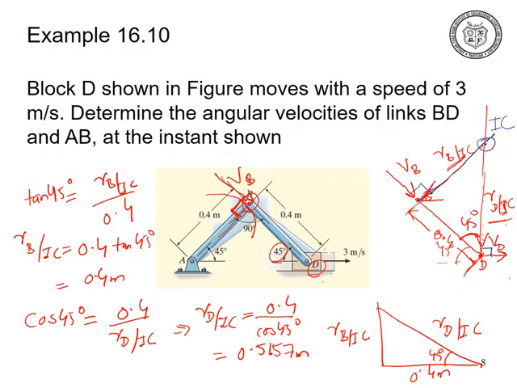After finding the position vectors of the particles B and D with respect to IC, we can find the velocity of the particles B and D. The velocity of the particle B will be omega times RB with respect to IC, and the velocity of the particle D will be omega cross RD with respect to IC, or RD with respect to IC times omega in magnitude form.